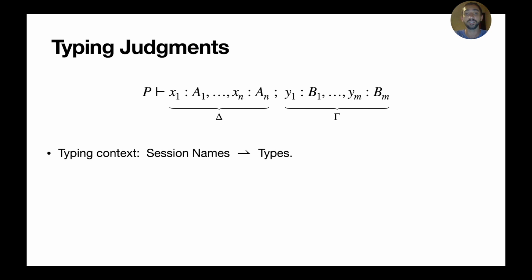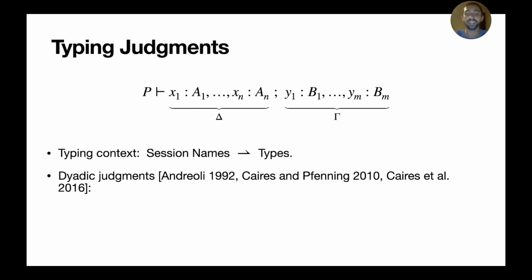Our typing judgments are dyadic, which means that the typing context is separated into two parts: a linear part, denoted by delta, and the unrestricted part, which admits weakening and contraction and is denoted by gamma. Channels on the linear side cannot be copied nor discarded, whereas channels on the unrestricted side can.